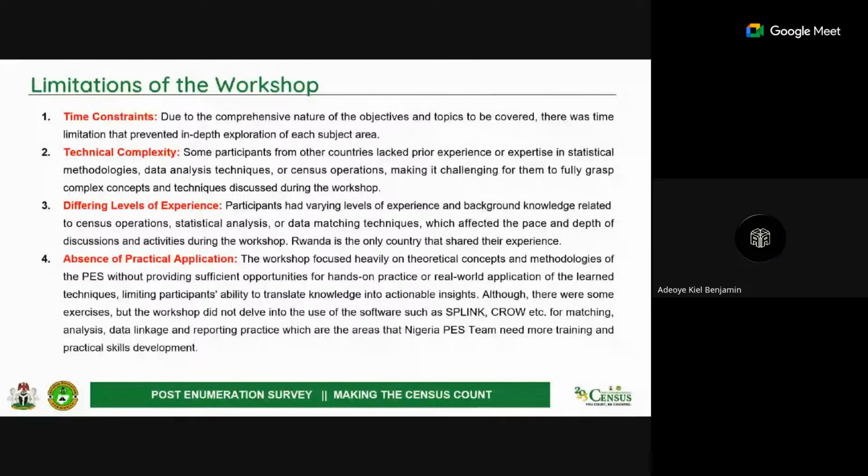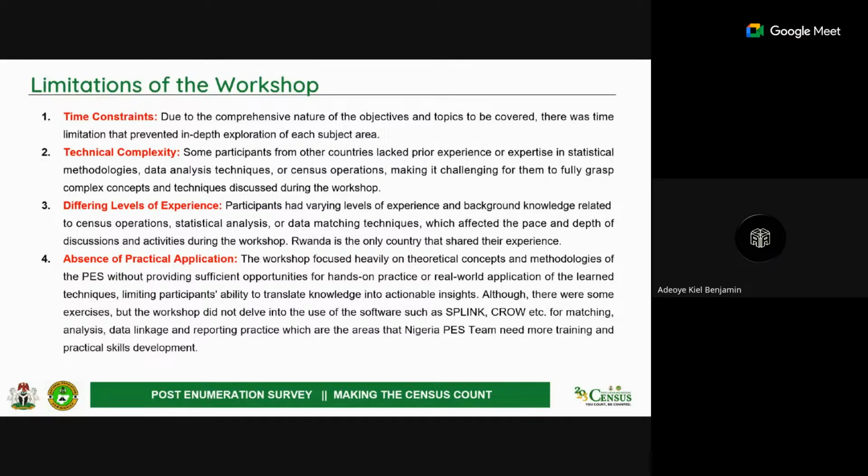Different level people knew about the matter, and then Rwanda was the only country that shared their experience. The concept note says that 3 countries will come, but only 1 country came to share experience. And apart from us and the Gambia, the rest were French-speaking countries. So I wonder how those people coped, because they were struggling to understand what was happening. It was an English workshop, and even for them to express themselves, they were struggling. So that was one of the limitations of the workshop.